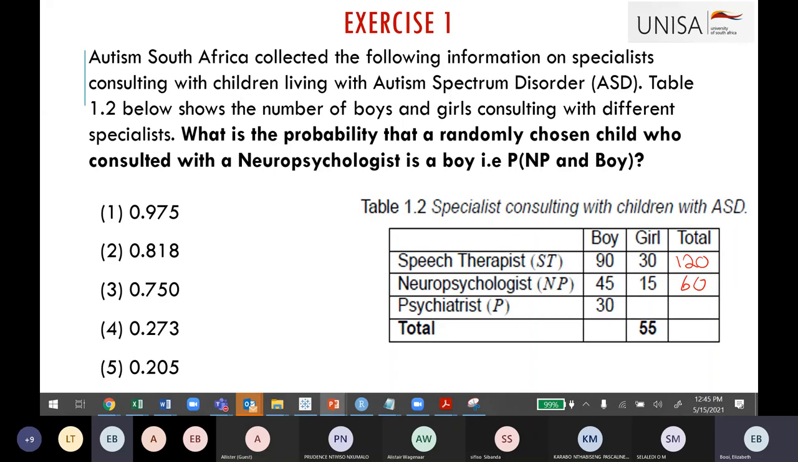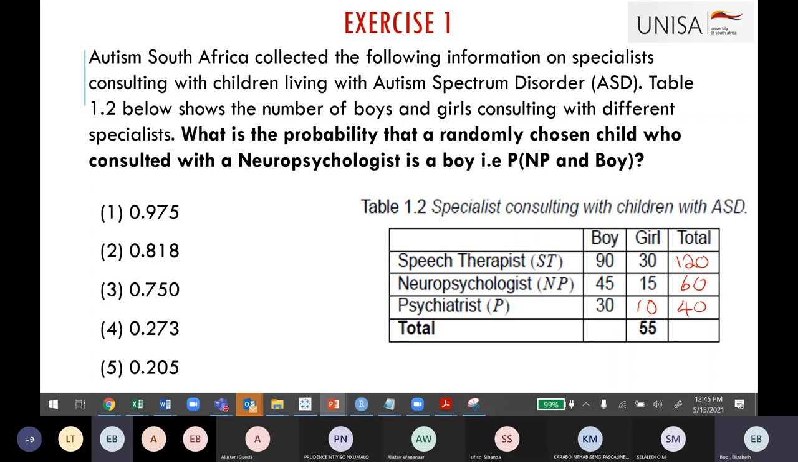And now I can calculate this value here as well, which is 55, by saying 55 minus those two values, minus 30, minus 15. It's 10. Because if I add all of them, it should give me 55, because that is the total. And that's 10, and then 30 plus 10 is 40.